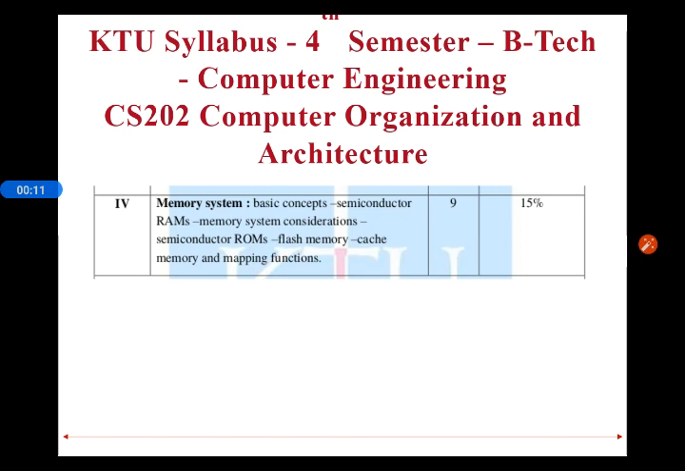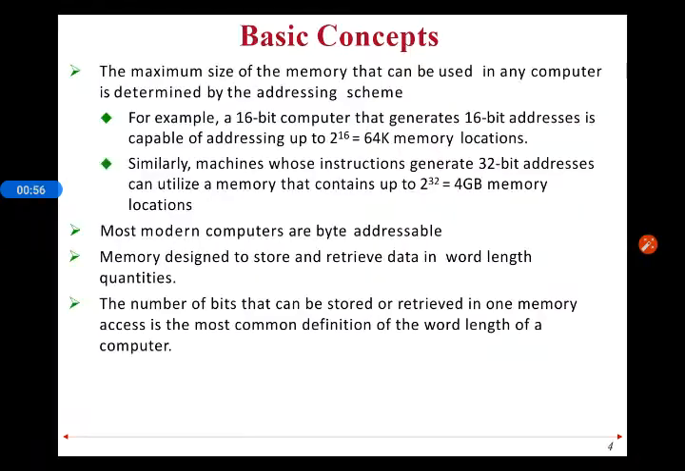Today in this lecture we will be discussing the fourth module of CS202, that is computer organization and architecture. These are the things that we have to cover: the basic concepts, semiconductor RAMs, memory system considerations, semiconductor ROM, flash memory, cache memory and its mapping functions. All these things we have to complete in the fourth module.